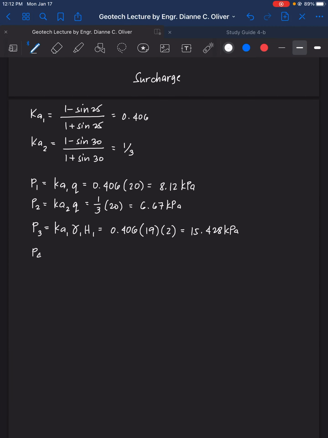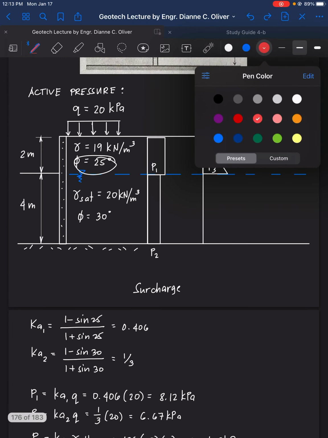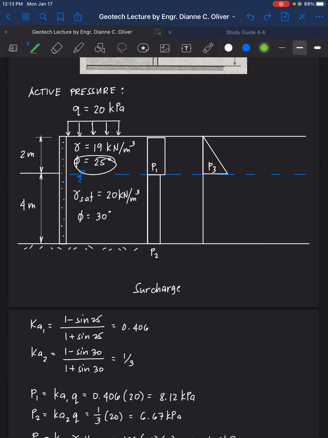Let's go to the special case, P sub 4. So P sub 4 is K active 2, but we're using the one above. The reason is they have different phi. We have there 1/3, gamma 1 is 19, H1 is 2. That is 12.67 kilopascal. This is greater than this. Therefore, our drawing for here will be like this. So this is the P sub 4.